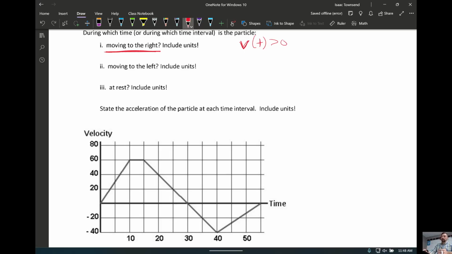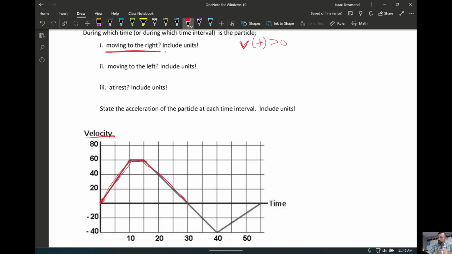So we look at our graph. What part of the graph is positive? Since this is velocity. 0 to 30. Very good. And what is true about the interval 0 to 30? All of that is moving right, because it is positive velocity. Above 0. It's above the x-axis, right? Above the x-axis is positive values.